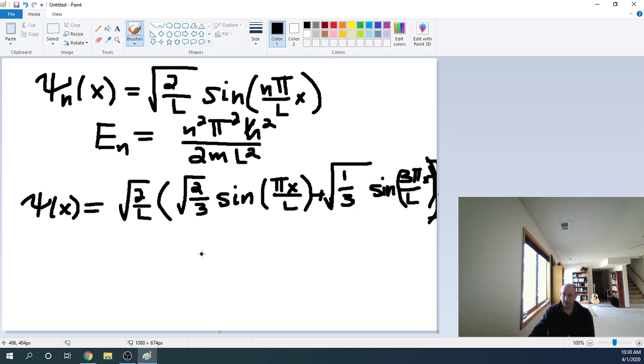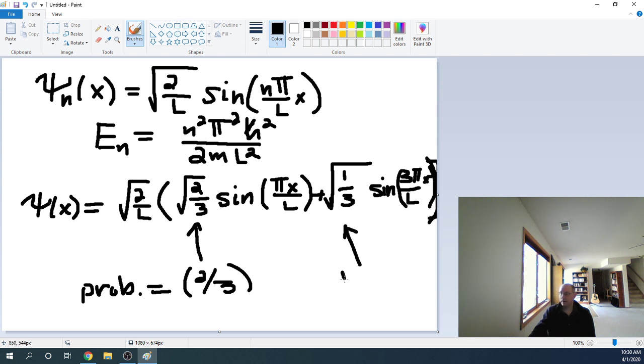While I'm waiting for questions, I'll put a little bit of a mark in here. That'd be 2/3 probability. You square that. So I'll put probability, or prob. 2/3 for that one, 1/3 for that one.